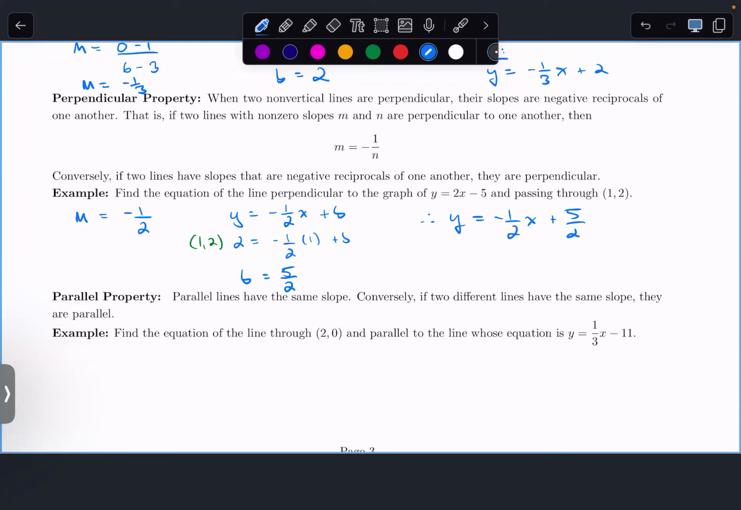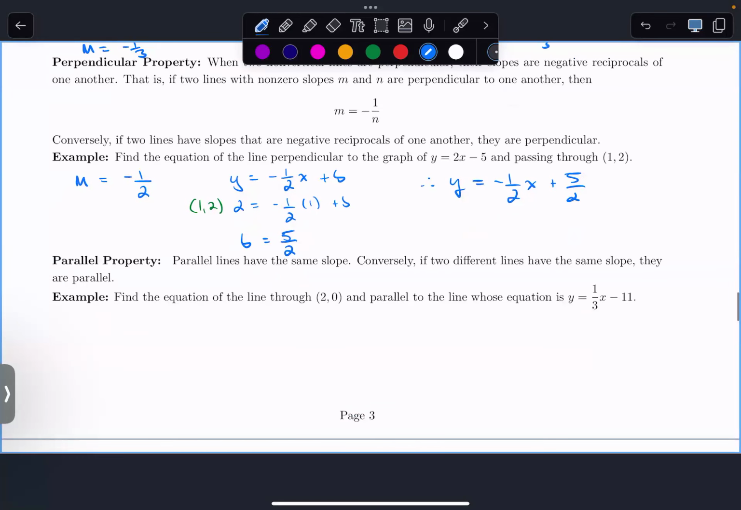Parallel lines are easier, right? If they're parallel like this, then they have to have the same slope. And so that's nice. So parallel lines have the same slope. And of course, if you're able to find that 2 different lines have the same slope, then you're allowed to say that they are parallel, right? So it works both ways.